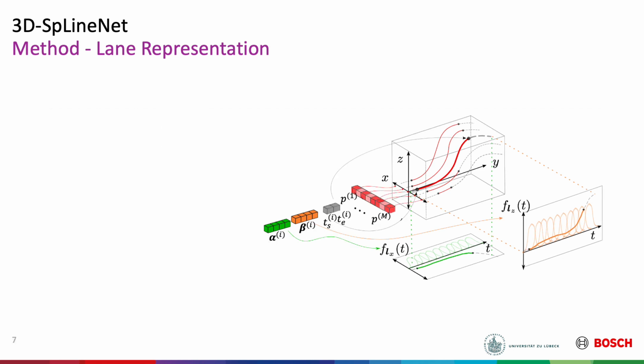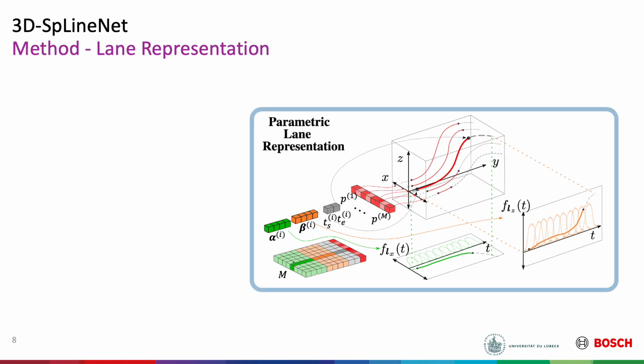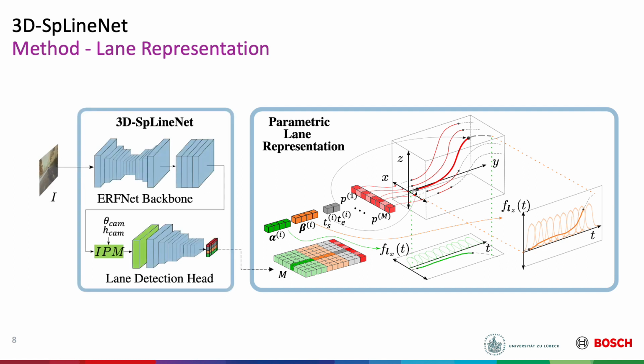Since we are interested in multiple lines, we also model an existence probability P for each of M line proposals. These parameters for M line proposals are predicted by our network 3D-SpLineNet. Inspired by GenLaneNet, our architecture consists of an EarthNet backbone, an IPM layer, and a fully convolutional detection head. While GenLaneNet decouples the problem into line segmentation and detection, we apply certain modifications to make the whole network trainable end-to-end on the detection task.